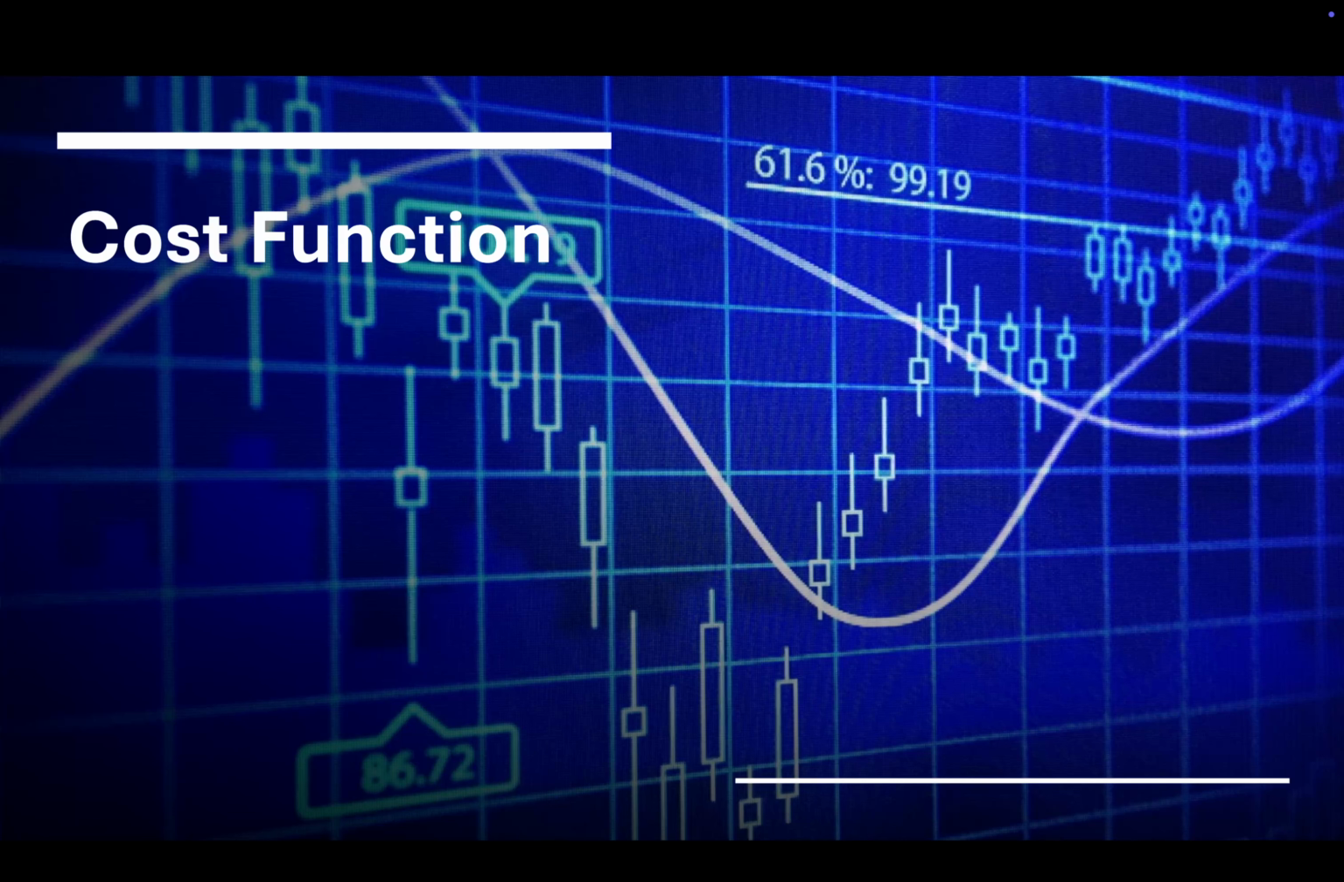Before we get there, we need to talk about the cost function. The learning process actually starts with a cost function, which measures how well the network is performing by comparing its output to the correct answer. We want to minimize this cost, essentially reducing the error between what the network predicts and what's actually true.